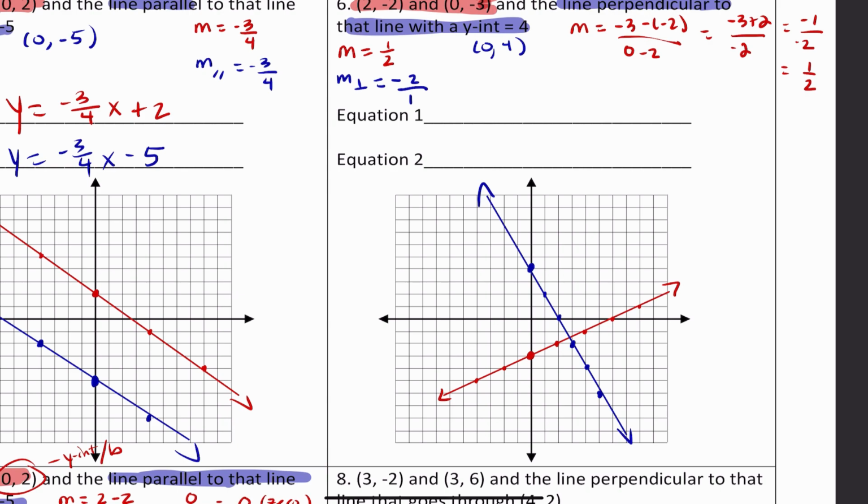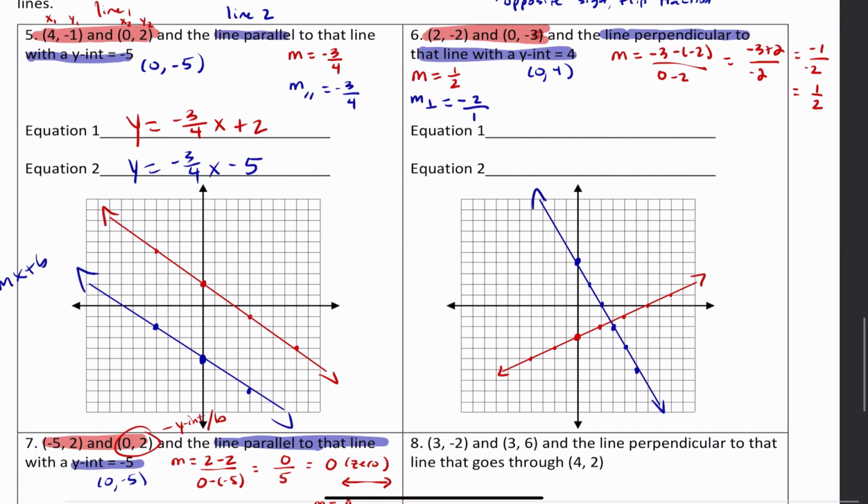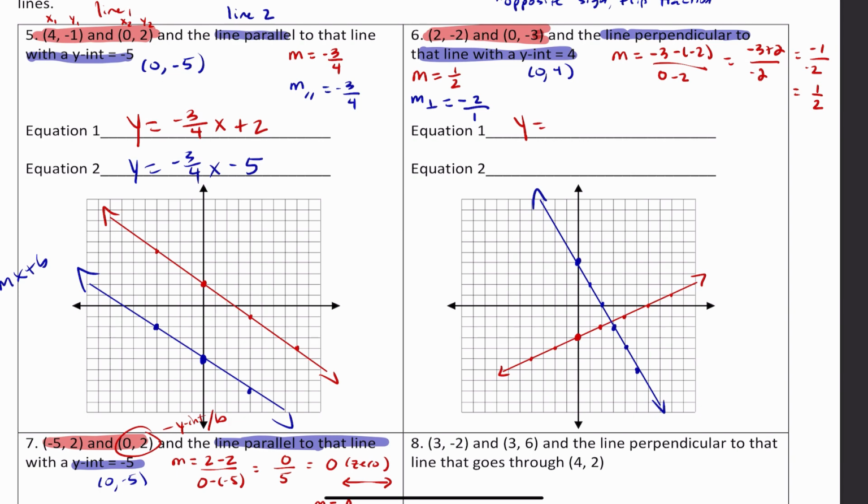Okay? So how do we write my equation? So the red line should be y equals 1/2 x, then this is -3. So y equals 1/2 x minus 3. And then my blue one should be y equals -2x. And then the y-intercept is 0, 4, so plus 4. Okay?